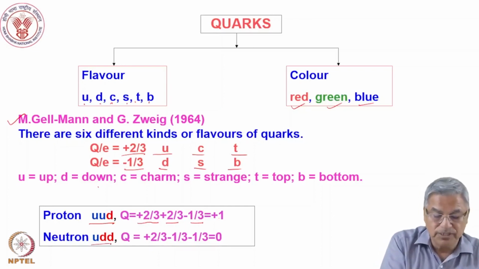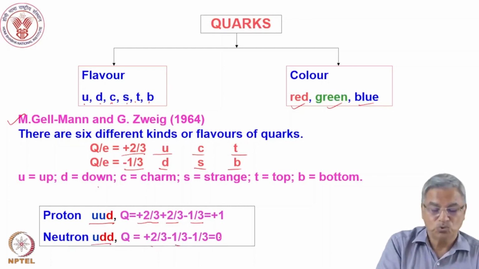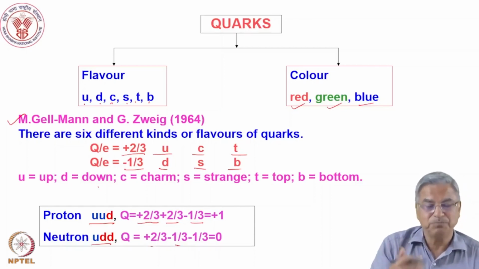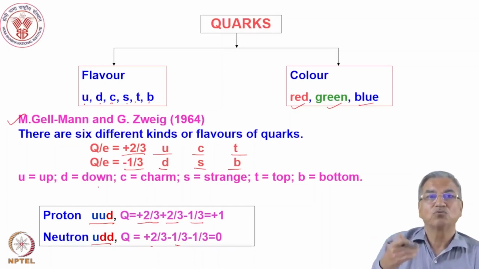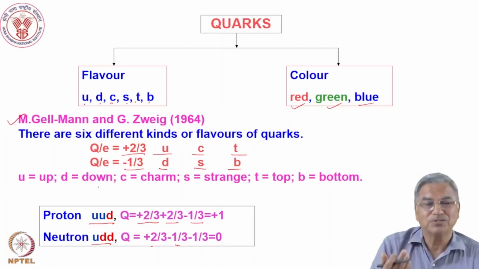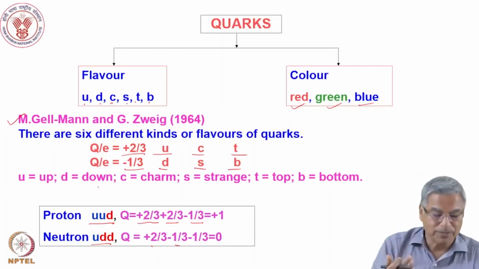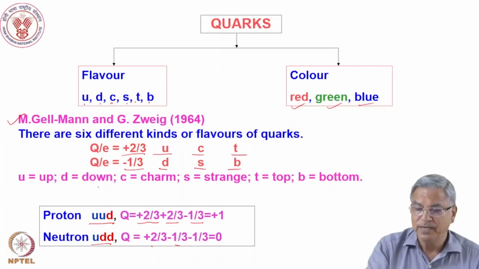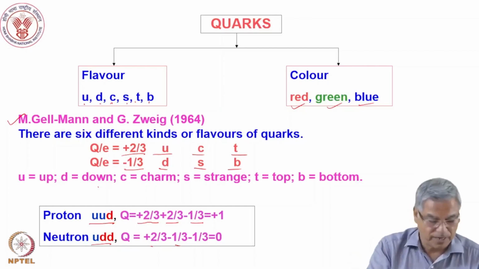Neutron is UDD, 1 up quark and 2 d quarks, plus 2 by 3, minus 1 by 3, minus 1 by 3, which gives 0. So you could explain not only the charge, but the spins and many other properties of the nucleons. Actually, not nucleons, they are called baryons. Apart from proton and neutron, there are other particles, lambda, delta, sigma type particles. So all of them could be explained, and they have all been discovered by this time.